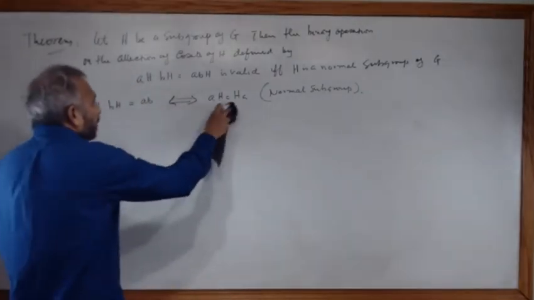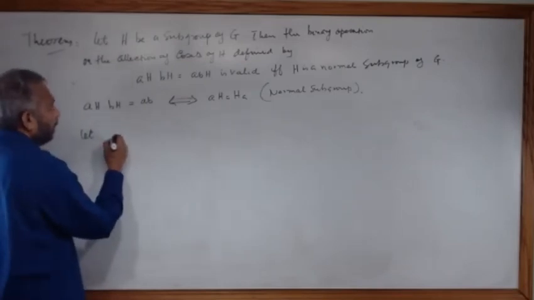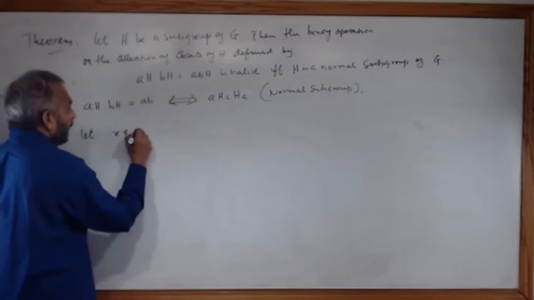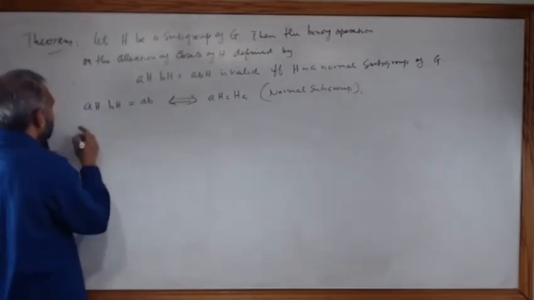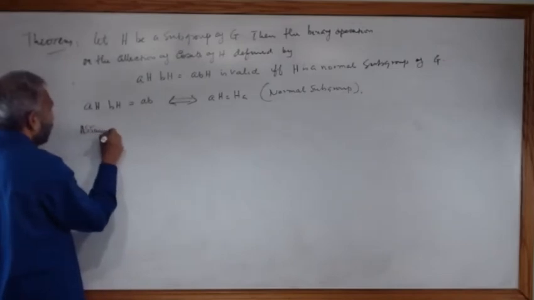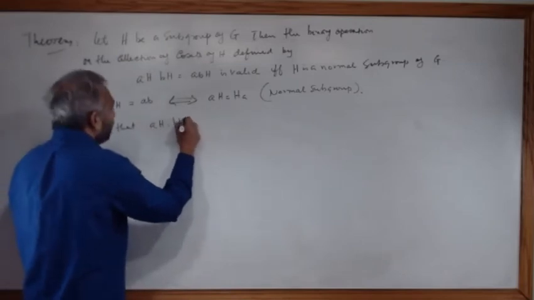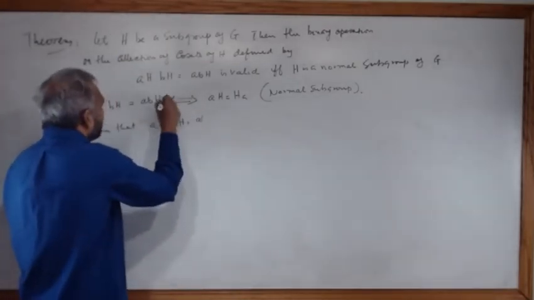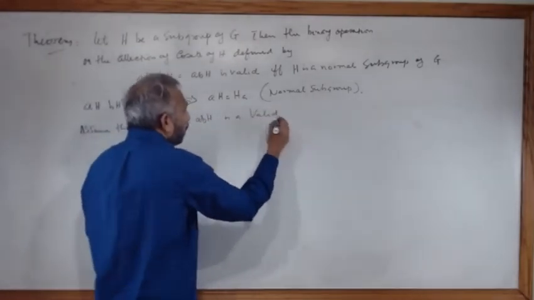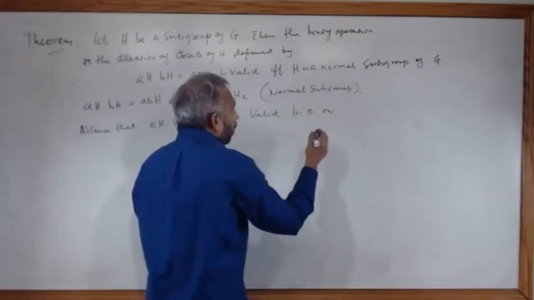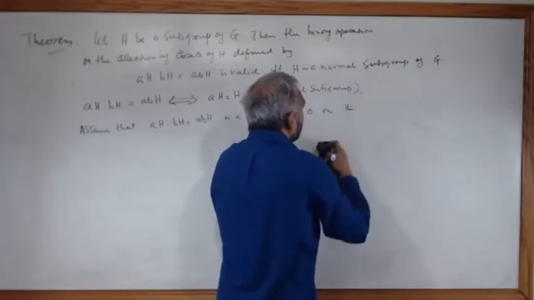So let us start from here. Let x belong to H, or let us assume that aH times bH is equal to abH. Sorry, abH. abH is a valid binary operation on the set of cosets, or collection of cosets.